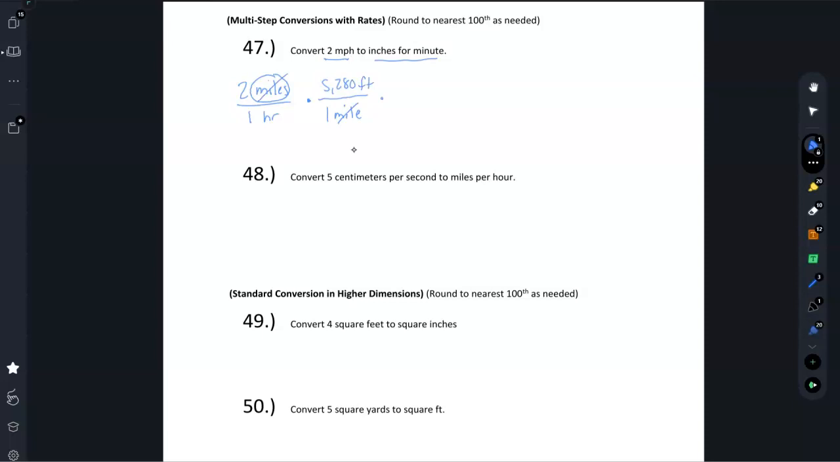Miles would cancel, and then I want to cancel out feet. So I have 1 foot is 12 inches. Feet cancel. All right, so I have inches up top, which is what I wanted. So I'm happy there. And now I just need to convert hours to minutes. So if I want to cancel out hours, it needs to be on top. 1 hour is 60 minutes. And now I can cancel hours, minutes. And this is going to leave me with my answer in inches over minutes.